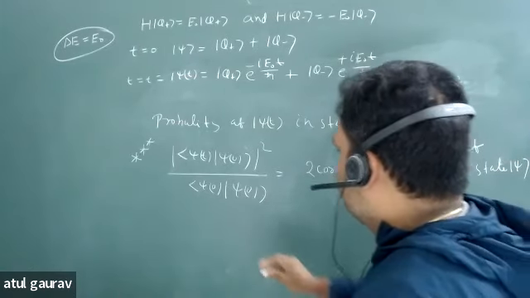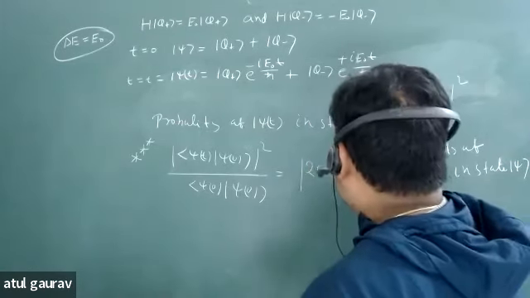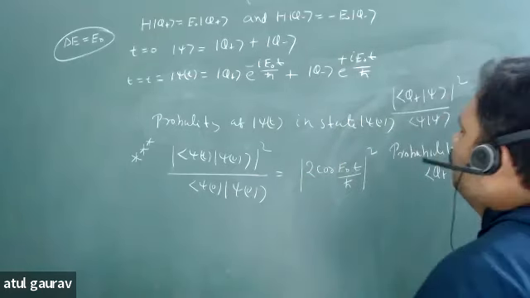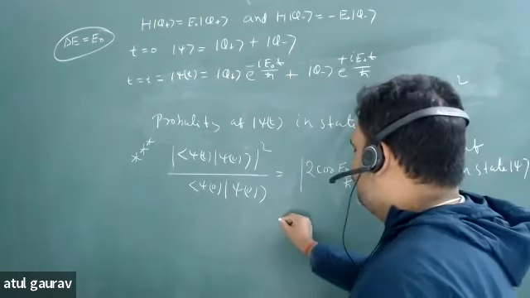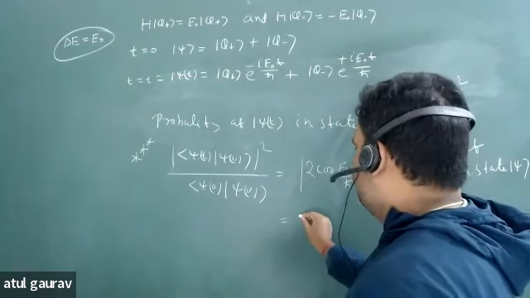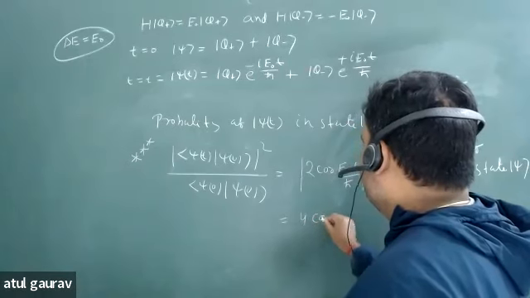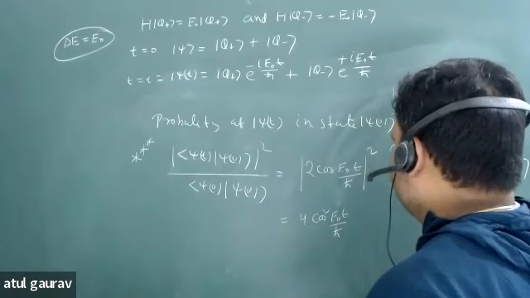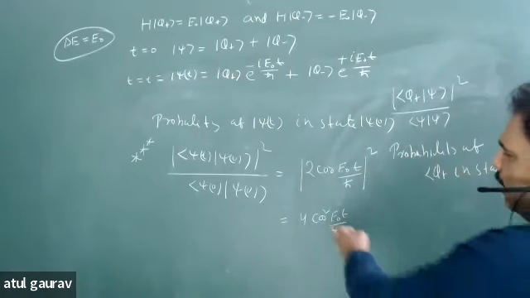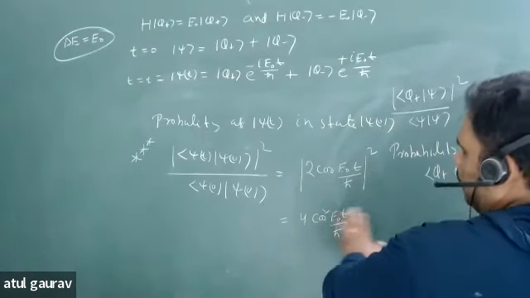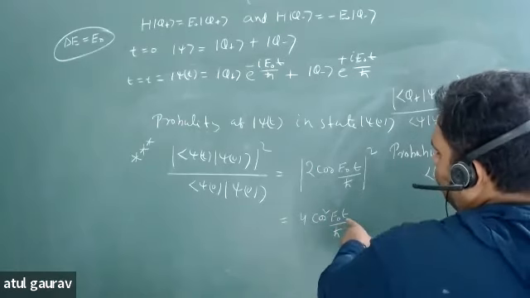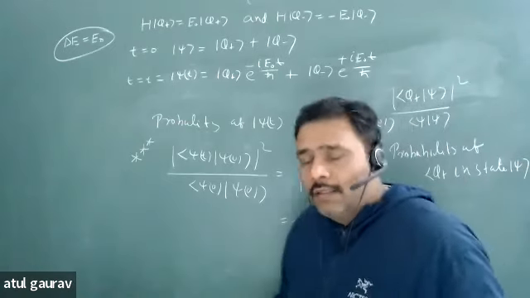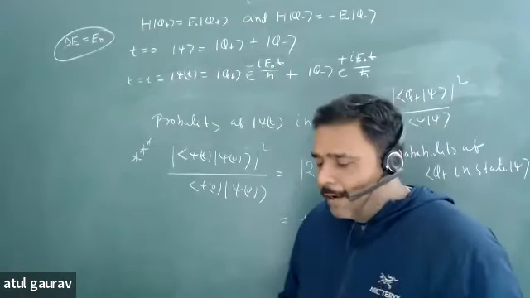Mod square. Very good. Something like this. Are you getting this? Now look here. Just analyze this thing. So this is 4 cos square E naught t upon h cut. And this is varying with time, so that is okay. But the thing is that when this number is 1, you are getting 4. So probability will be more than 1. How can you get it?